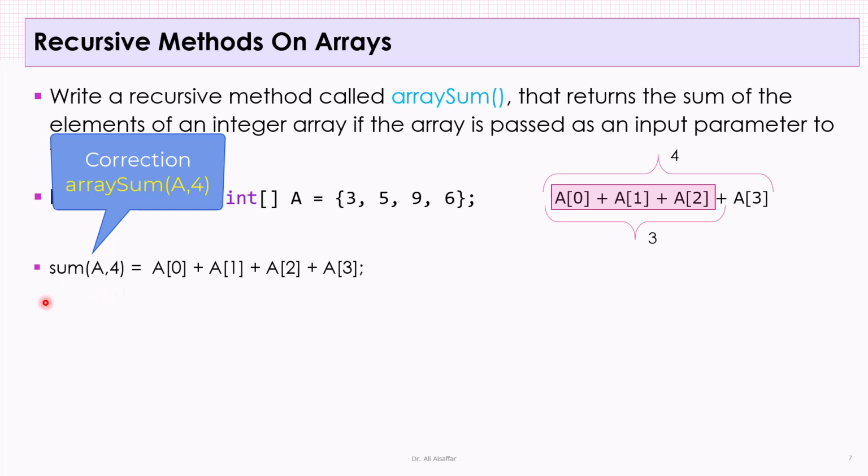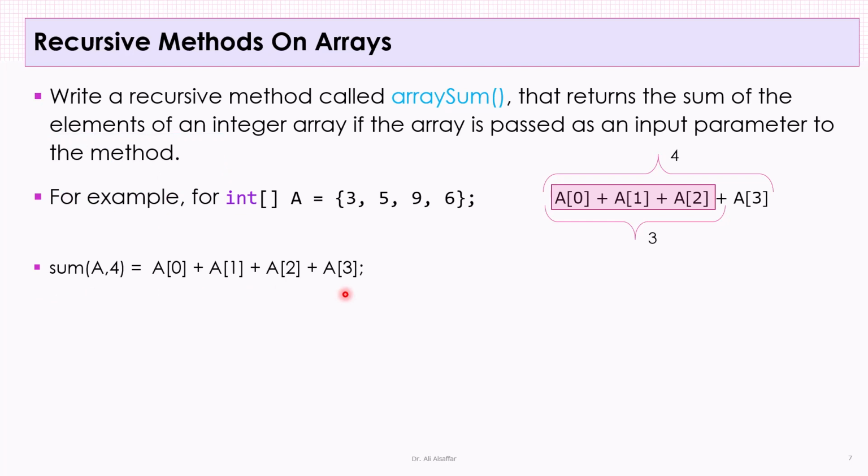So the method is supposed to find the sum of the elements A0, A1, A2 up to A3. Notice here that we are dealing with arrays in Java, and in Java, the indices always start from 0, and the last element, if the array size is 4, will be at index 3. So therefore, when we call the method sum with size 4, it is going to find all elements up to A3, which is 4 minus 1.